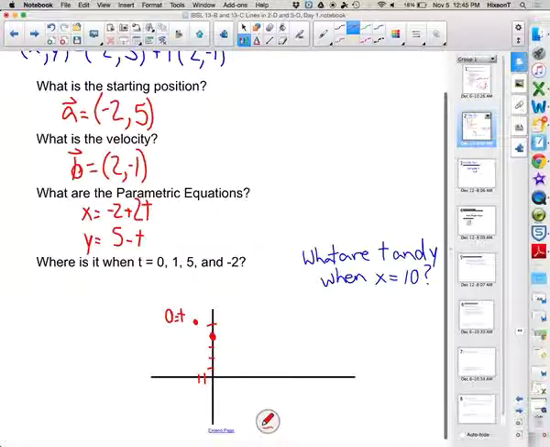See how slope relates when we're in 2 dimensions? Or if we plug in 1 for t, we have -2 plus 2 times 1 is 0. And if we plug in 1 for t here, we have 5 minus 1 is 4. So at t equals 1, we're at the point 0, 4.